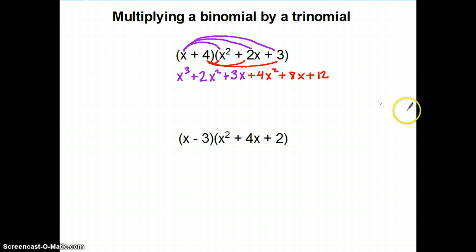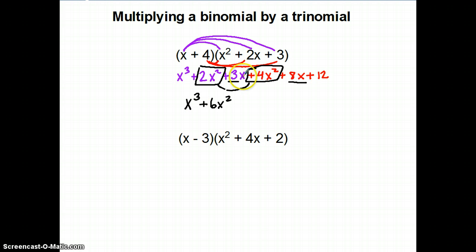Now I'm going to look for any like terms and combine them by adding their coefficients. I have a 2x squared. That is a like term with my positive 4x squared. So I may add those coefficients. I may also combine my 3x with my positive 8x. So what I end up with is x to the third, combining the coefficients of 2 and positive 4, I get a positive 6x squared.